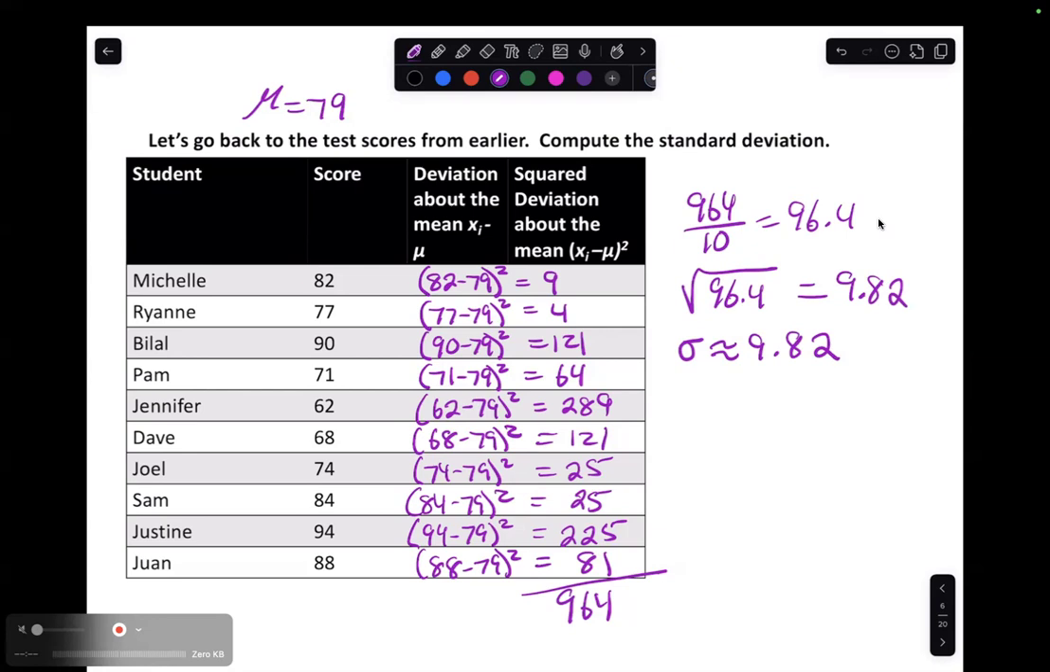How'd we do? Okay. Any questions on how to calculate standard deviation? All right. Can I move on, or does anyone want me to hold on here for a second?